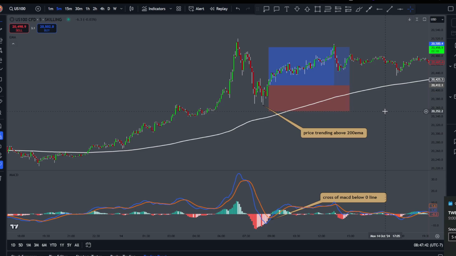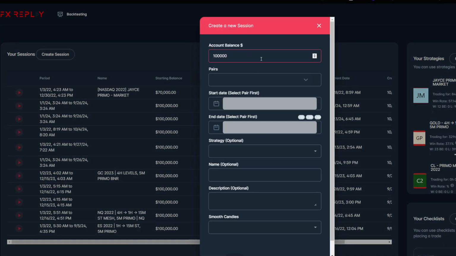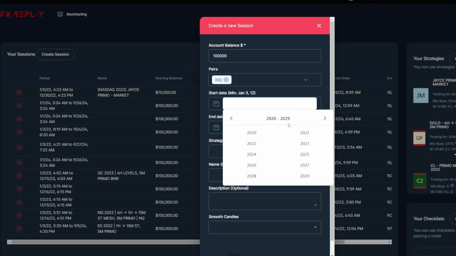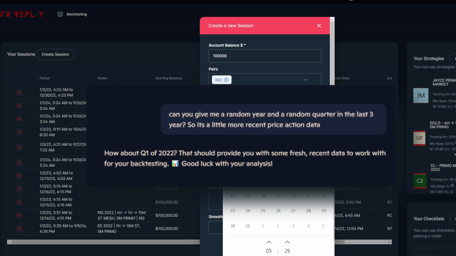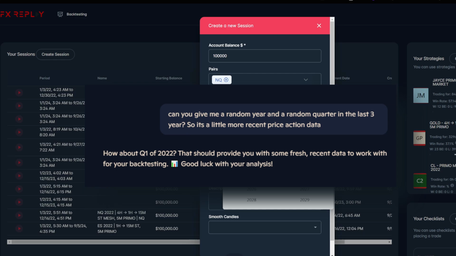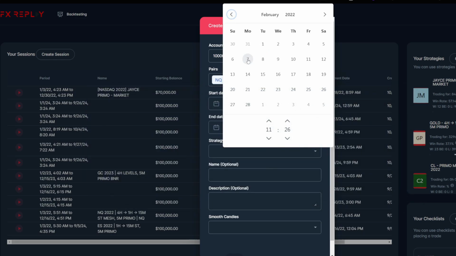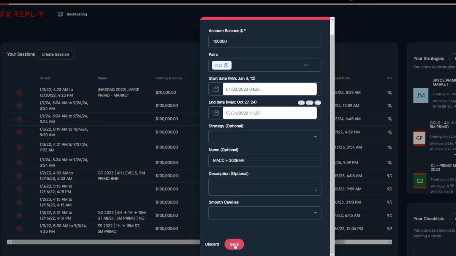Now that we understand how the strategy works, let's get into the backtest session. As always, we'll be trading the Nasdaq, one trade per day, New York session, you know the drill. In this strategy, we're going to be doing the 5-minute candles. I asked AI to give me a random year and a random quarter in the last 3 years to backtest, and it said to do Q1 of 2022. So we will backtest that. We will go over a few of the first examples live, and then we'll fast forward to the rest, and then we will go over the results at the end.